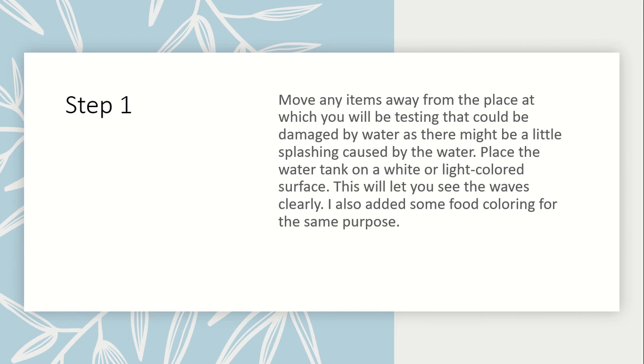Now here's the procedure for my experiment. The first step is to move any items away from the place at which you will be testing that could be damaged by water, as there might be a little splashing caused by the water. Place the water tank on a white or light colored surface. This will let you see the waves clearly. I also added some food coloring for the same purpose.